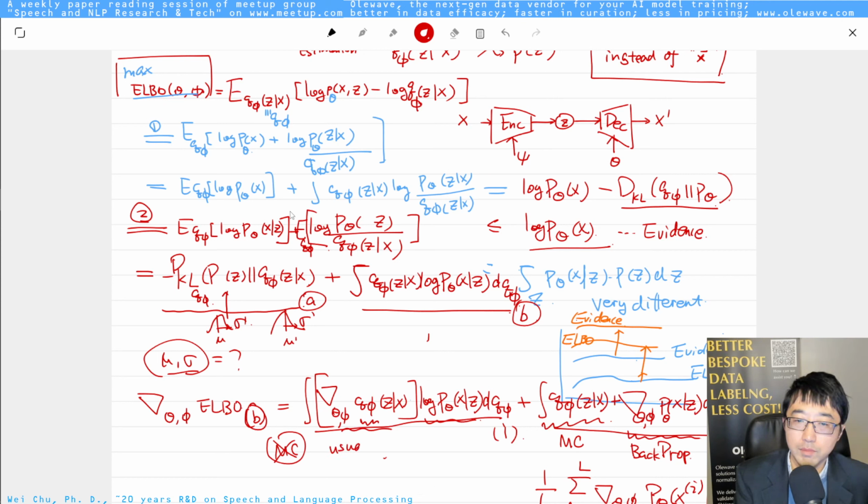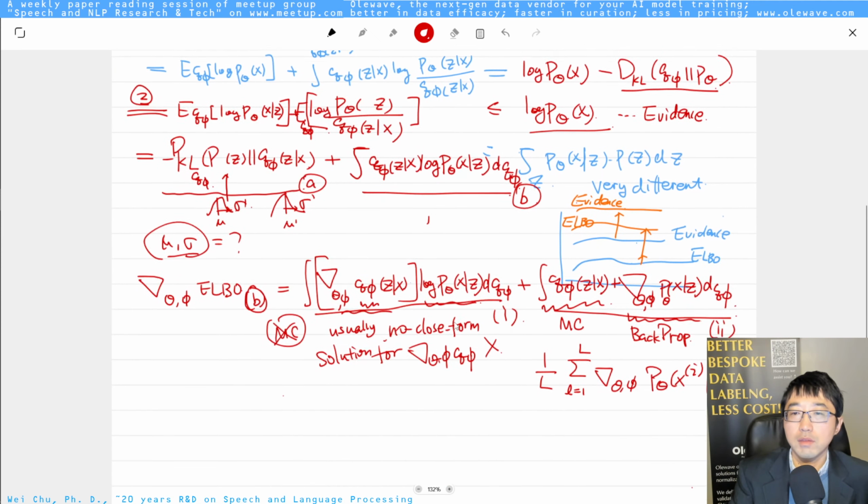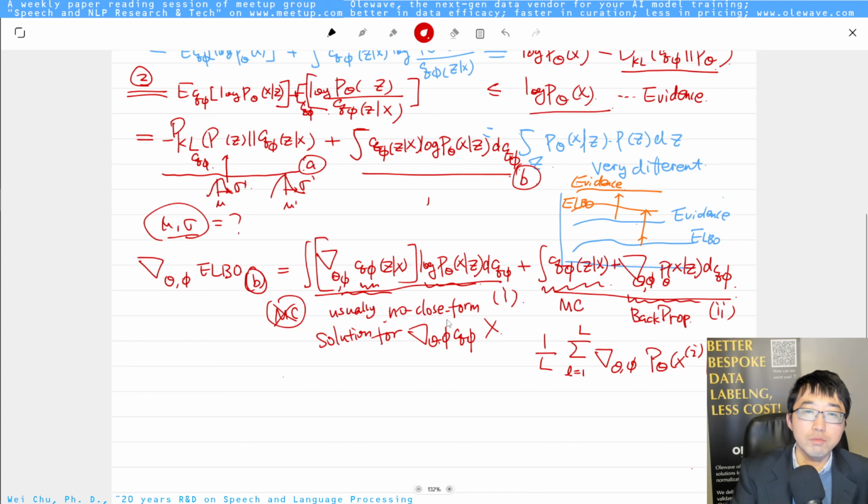Usually, no closed form solution for this. Then the question is, what do you do? So here comes the reparameterization trick.